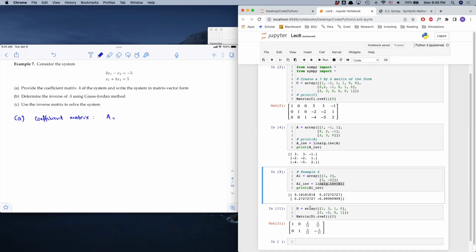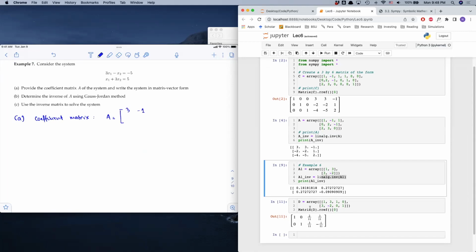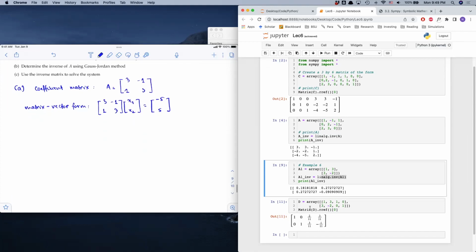So A is equal to 3, -1, 1, 3. And the matrix in vector form is 3, -1, 1, 3 times x1, x2 equal to -5 and 5. Okay, so for B, you need to determine the inverse of A using the Gauss-Jordan elimination method.